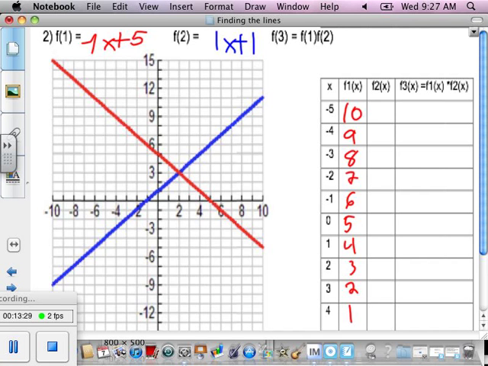Okay. So let's do the second one the same way. We're going to plug in negative 5. What's negative 5 times 1? Negative 5. Negative 5 plus 1 is? Negative 4. Yes. What is negative 4 times 1? Negative 4. Negative 4 plus 1 is? What do you think the next one's going to be? Negative 2, negative 1, 0, 1, 2, 3, 4, 5.